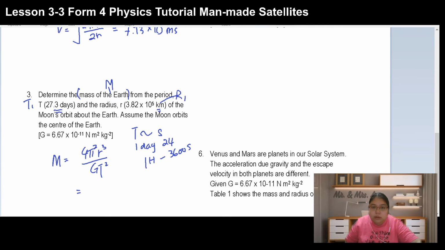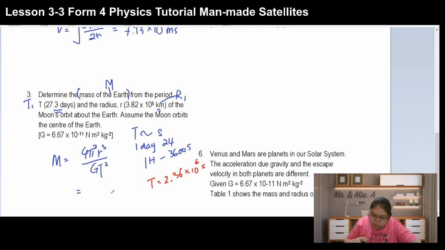Okay, I change the color. T now is 2.36 times 10 to the power of 6 seconds. So this is what I did. Now we go to the calculation, so we can press the calculator now. R, you see there's a 3.82 times 10 to the power of 5, still times 10 to the power of 3. So this one is R.